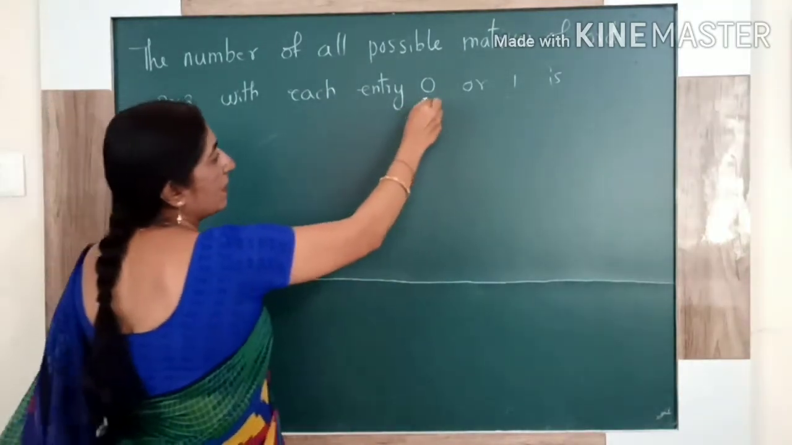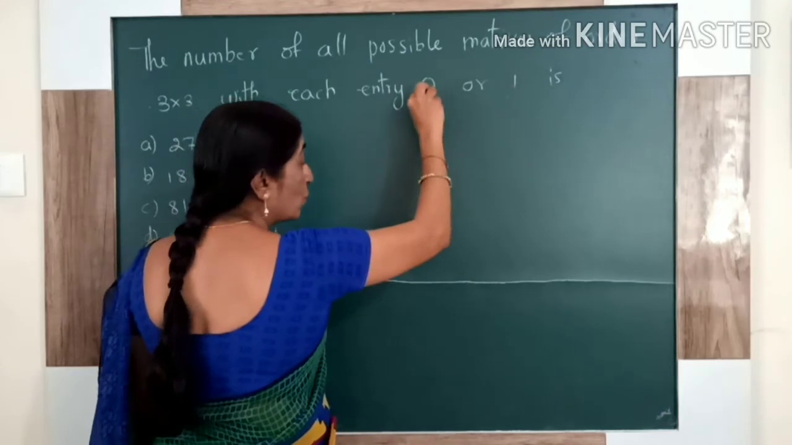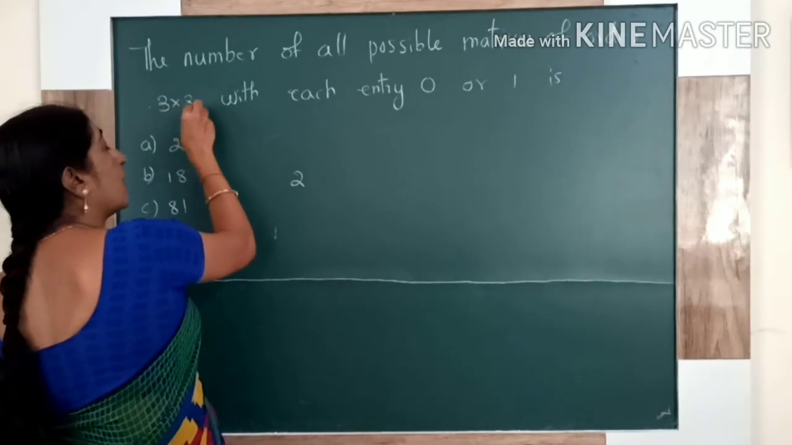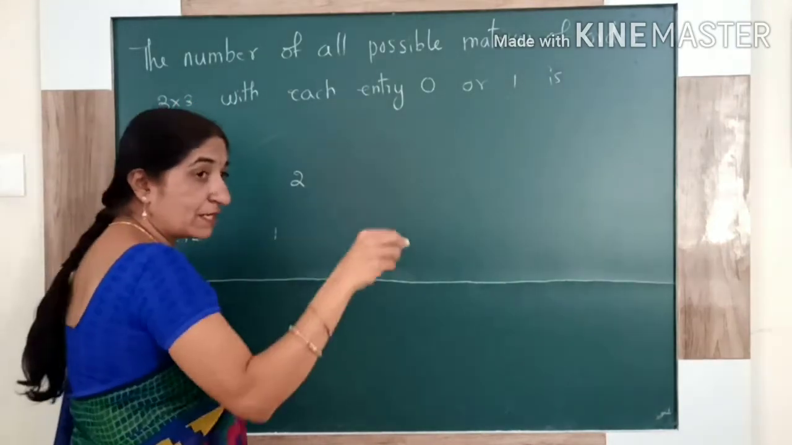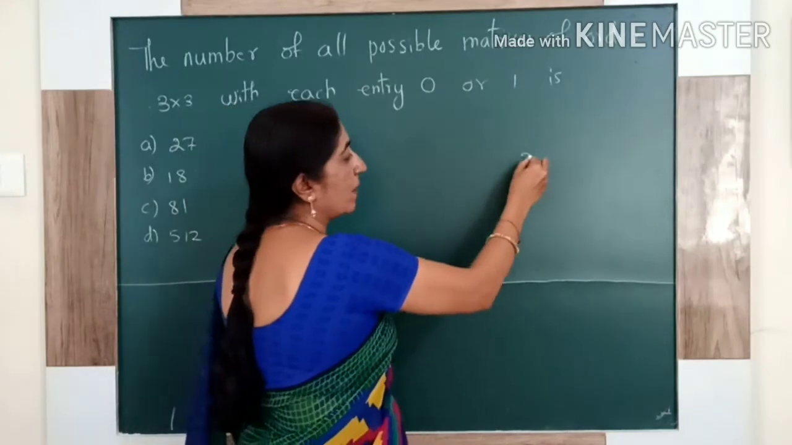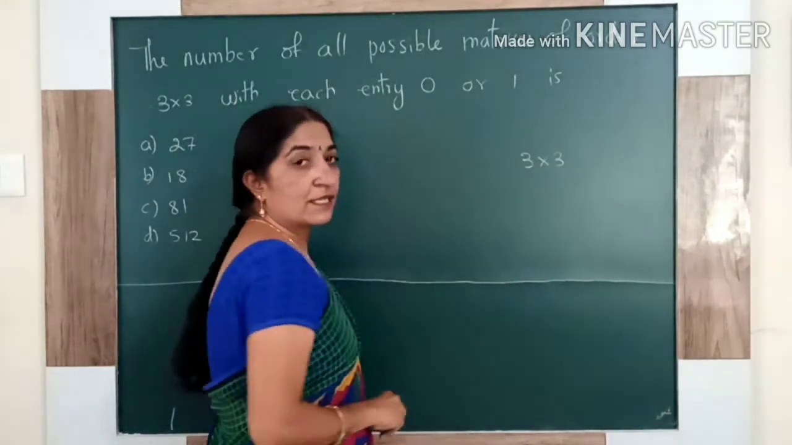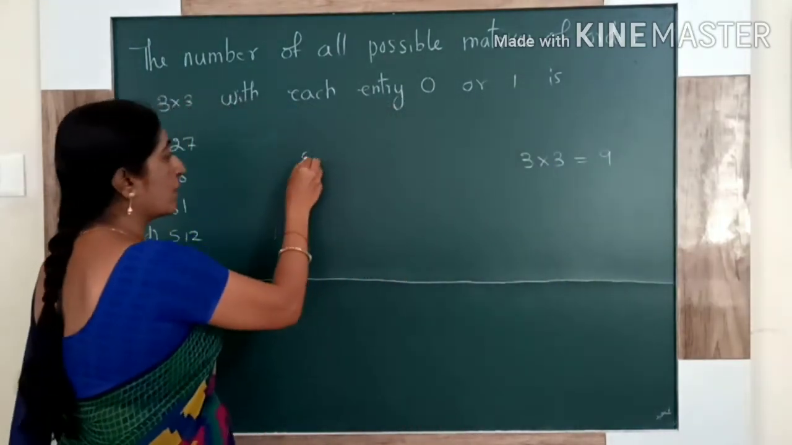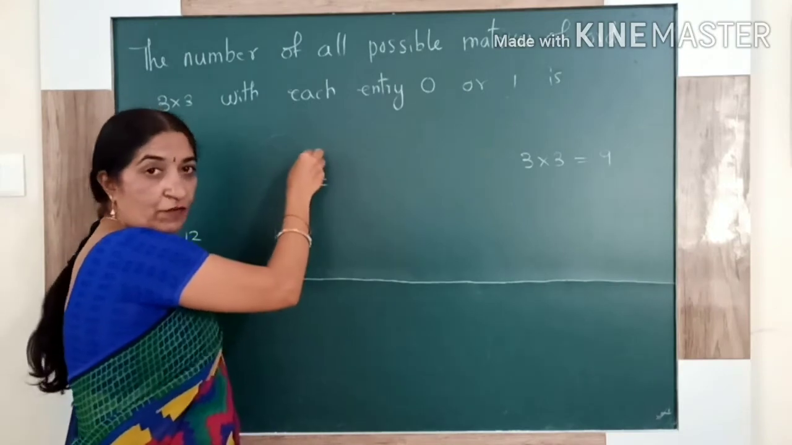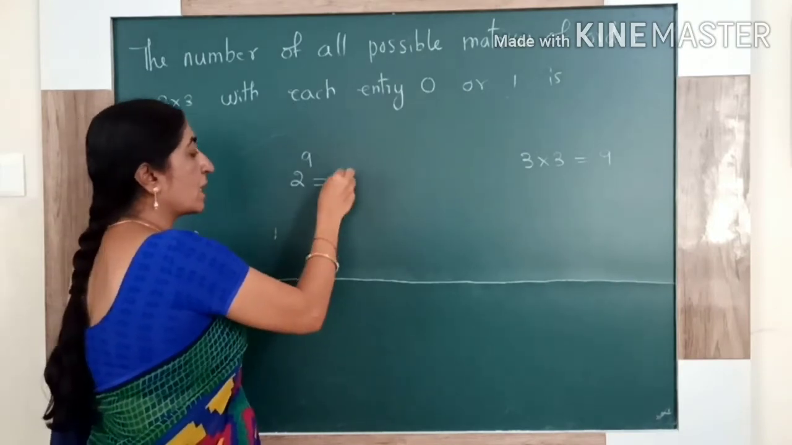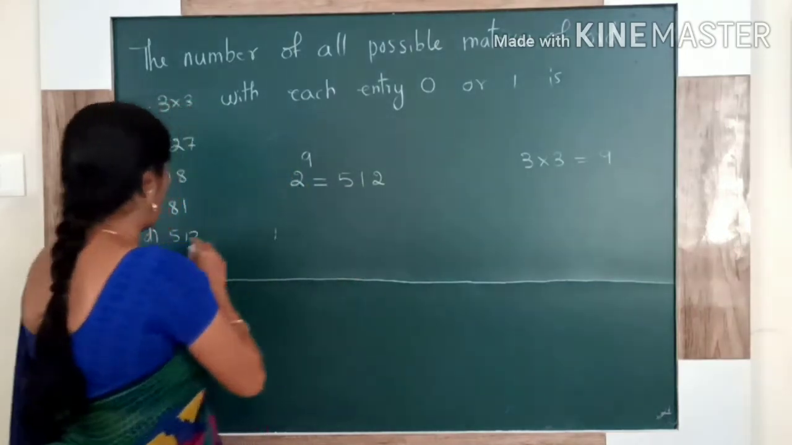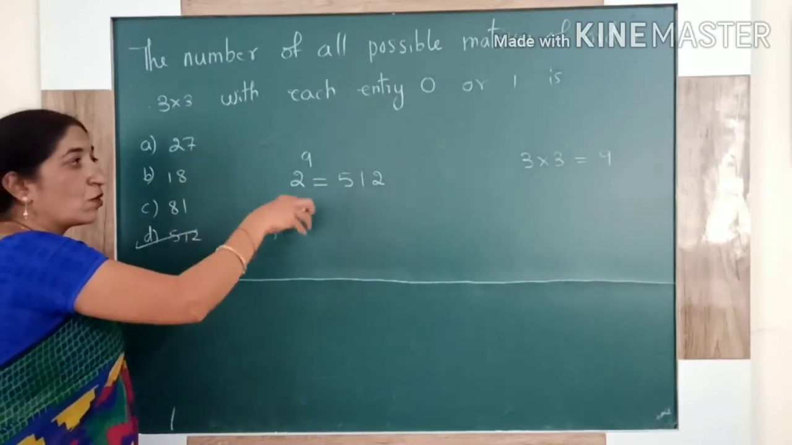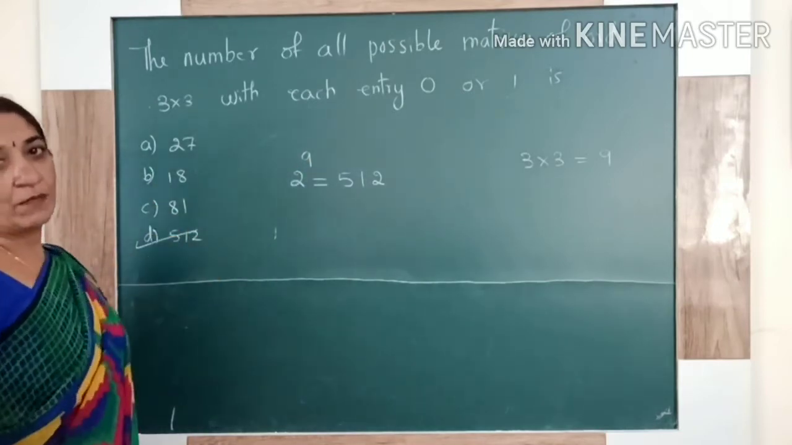Here, how many different entries are you writing? 2: 0 and 1. It becomes the base. How many elements are there in that matrix? 9, because it is a matrix of order 3 by 3. That means in total there are 9 elements. So that becomes the power, 2 raised to 9, and all of you are familiar with indices. 2 raised to 9 will be 512. So this is the answer. Like this, if you know the basic concept, you can easily calculate and easily mark the answer.